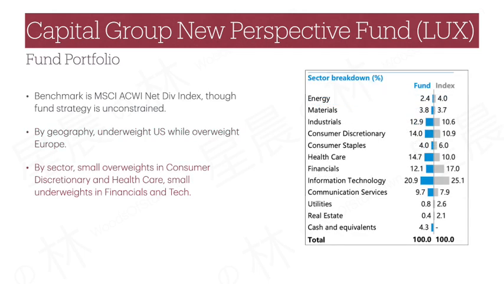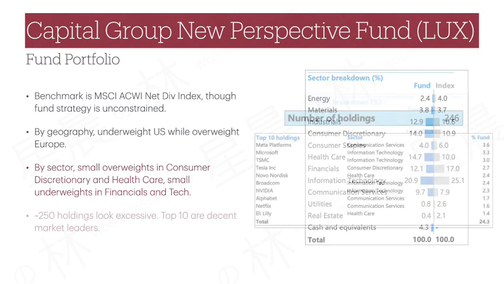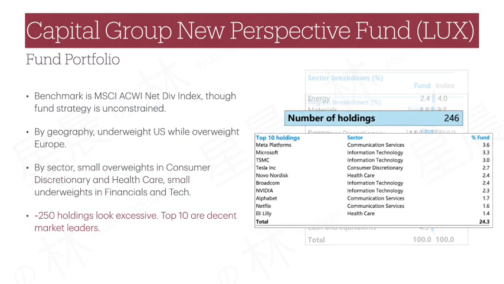On sector breakdown, things don't look drastically different. There are some small overweights in consumer discretionary and healthcare, and some small underweights in financials and tech. The fund has about 250 holdings, which is considered quite a lot, as most global equity funds have about 50 to 100 positions only. The number of holdings is probably the result of letting all the managers keep their convictions, but this obviously leads to quite a lot of them having insignificant size and impact on the portfolio.